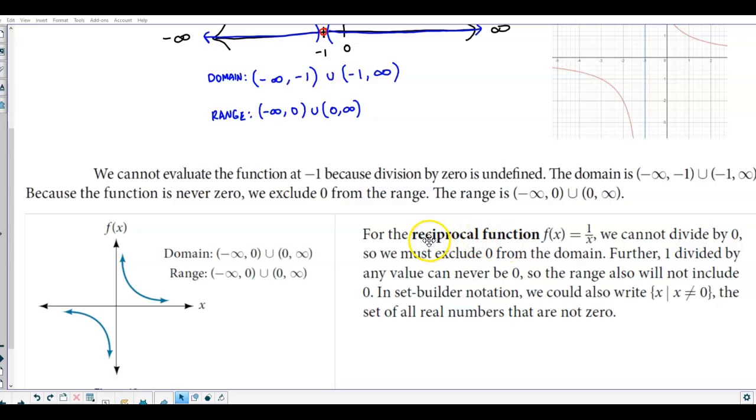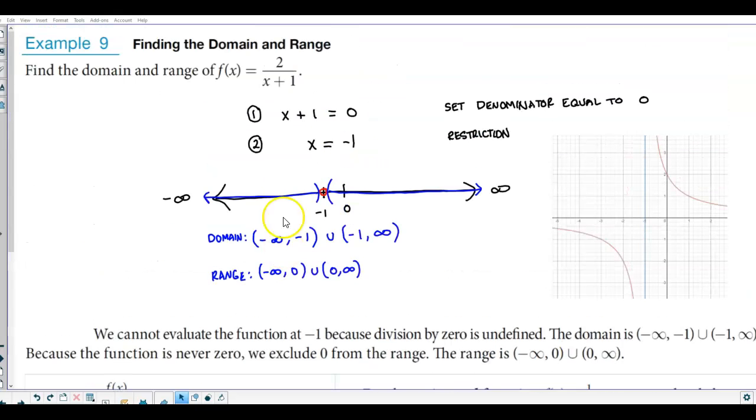Okay? And so recall that with the reciprocal function, f of x equals 1 over x, we had to exclude 0 because we could not divide by 0, and then this is what the domain and range would look like. Now, for our example, we want to look at the denominator and find out what that restriction is.